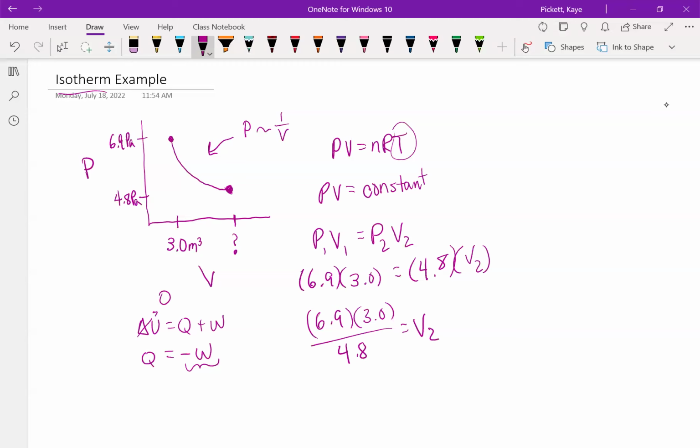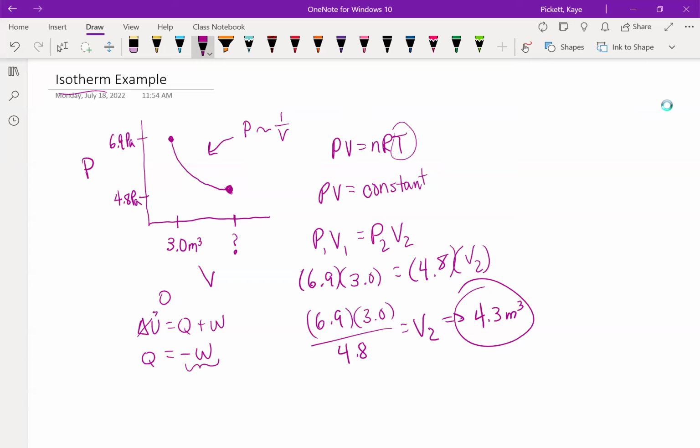Those of you who've had chemistry, you recognize this as one of the 3 laws. I'll be honest, I don't have those quite memorized myself as to which one is which. But I put this in my calculator and I get my second volume as 4.3 cubic meters, which makes sense because it's bigger than the other one. And so that's what that has to be.